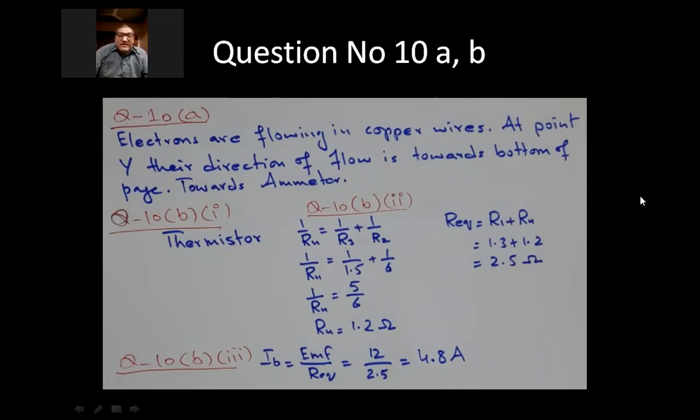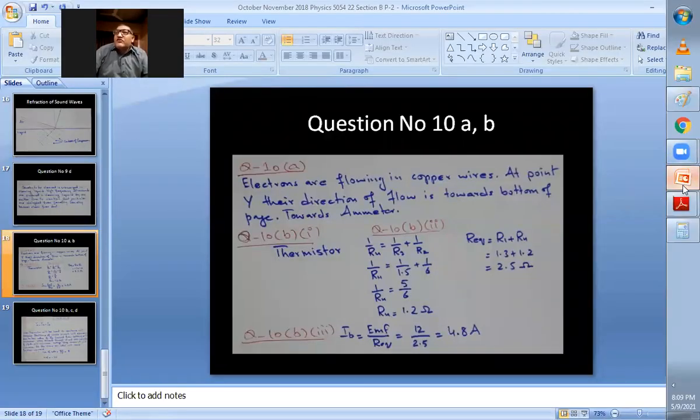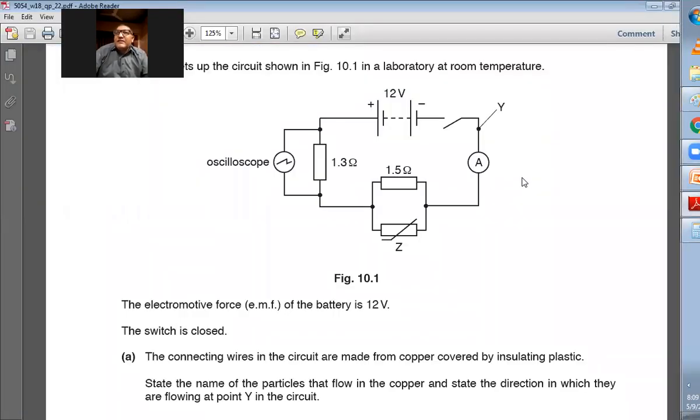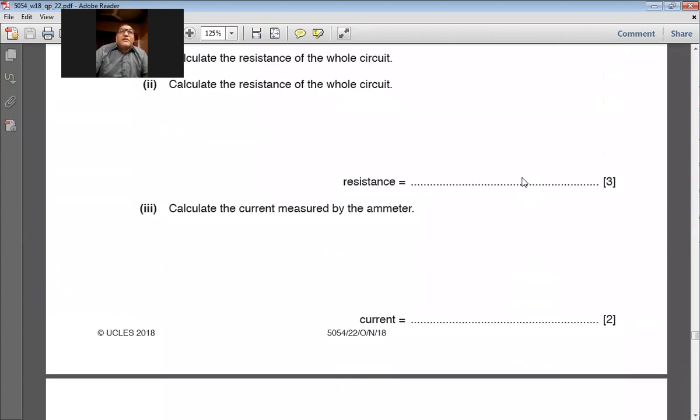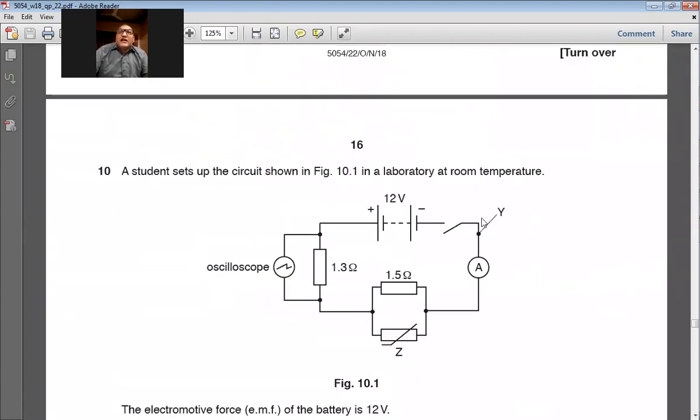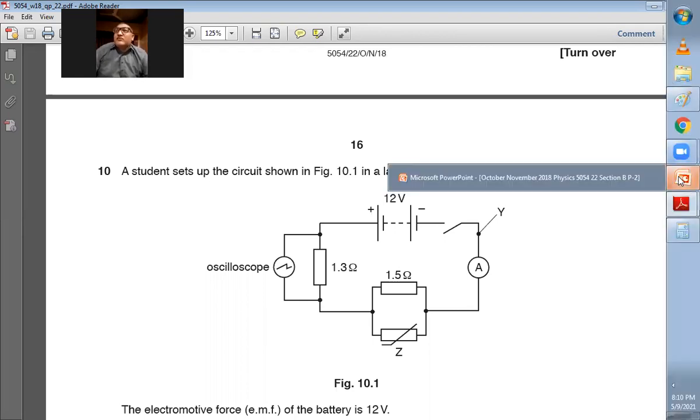So let's check the marking scheme, or we go to the next question. Let's go to the next part. Then he says calculate the current measured by the ammeter, the current coming out of the battery. You have to measure that. I can calculate it with a very easy formula: the current coming from the battery is equal to the EMF divided by the total resistance of the circuit.